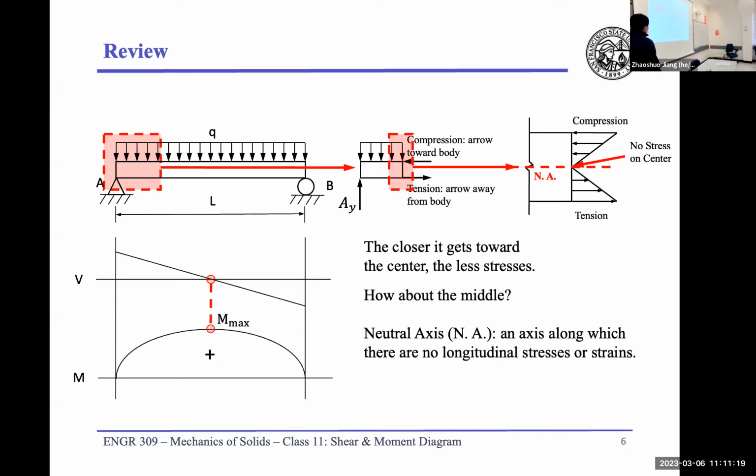And just a reminder from your statics, what is the neutral axis, right? The neutral axis is the axis along which there are no longitudinal stresses or strains, meaning that if you connect all the points in the middle along the cross section, that is going to create a line, right? And that particular line is called the neutral axis. In the neutral axis, we do not have any stress and we do not have any deformation. That's the strain. Okay.